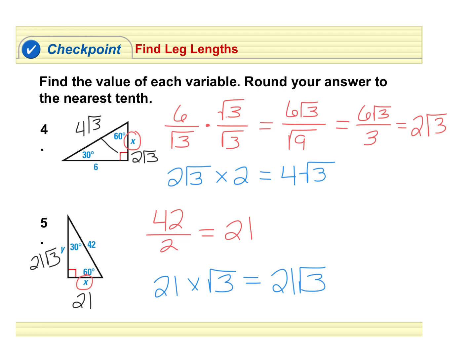Any questions over 30, 60, 90 triangles? No. Okay, don't forget those 45, 45, 90s. Okay?